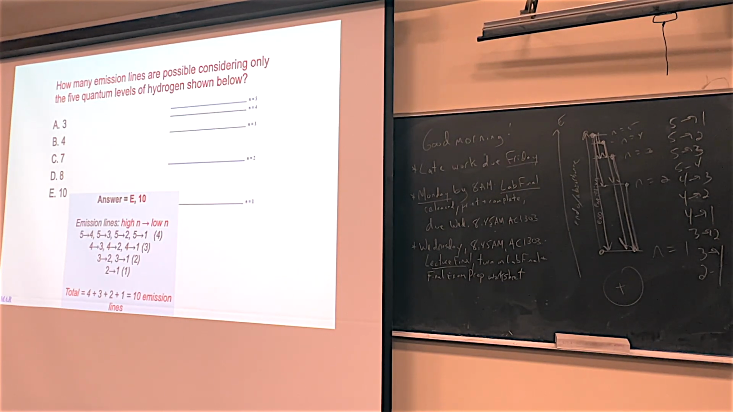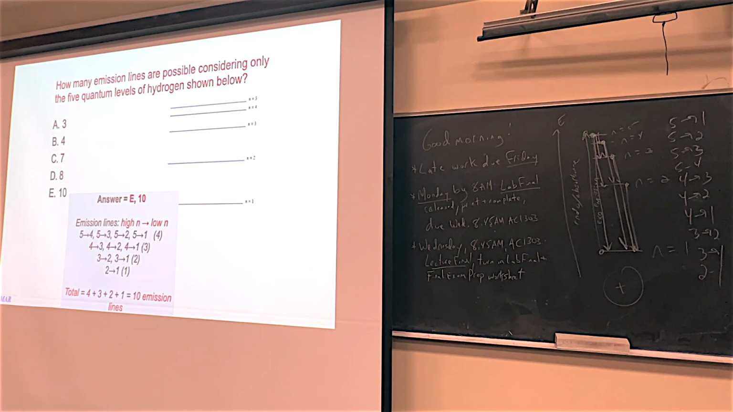4 lines from the n=5 level, 3 from the 4, 2 from the 3, and 1 from the 2 for a total of 10 emission lines possible. So, cool. Now, in the hydrogen spectrum lab that we saw on Monday, all of those lines ended up at n=2. So the thing that had them in common, besides them being visible, was that you had a 3 to 2, 4 to 2, 5 to 2, and a 6 to 2 transition. And some of them were easier to see than others. So, yeah. So let me try my best to get this straight.